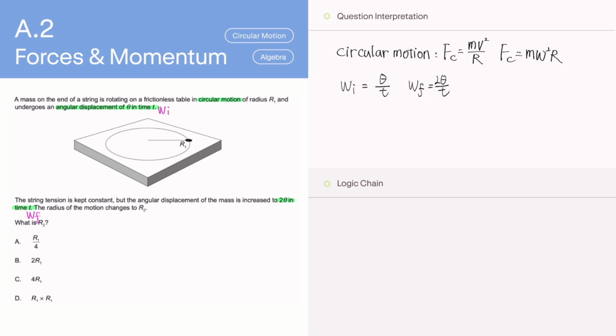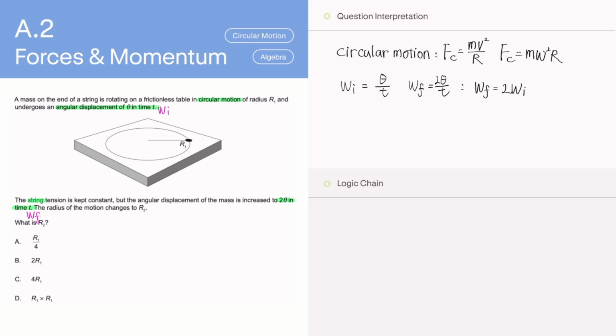Take a moment to think about this. What does it tell us about the relationship between the initial and the final angular velocity? Okay, it's telling us that the final angular velocity is actually 2 times the initial angular velocity. Then let's continue.